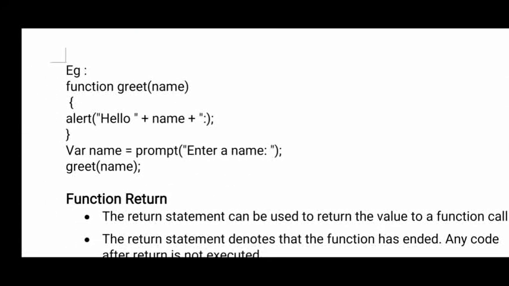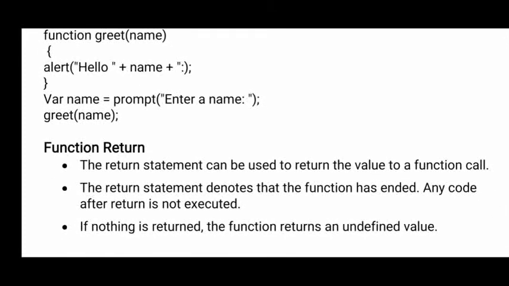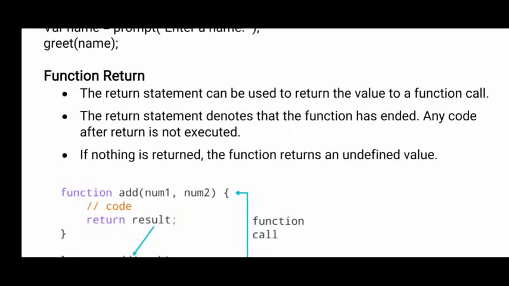Now you see function greet. In the brackets, what have I given? Name. Now what is the body of the function here? Alert hello name. So whatever name you give, that is printed. Now name equals prompt, enter a name, then greet(name). Prompt is an input function. Using that function we collect a name from the user, and that name is passed as a parameter to the greet function.